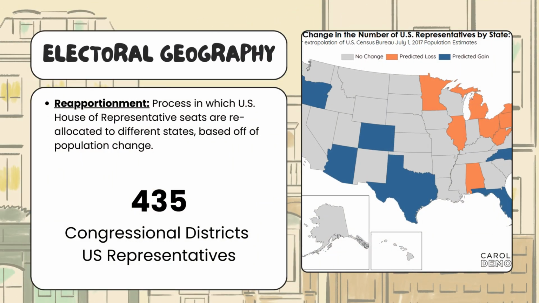There are 435 seats in the House of Representatives, and they have to be divided fairly among the states. Think of it like pizza. If Florida's population grows, then we get a bigger slice of the representation. But if another state shrinks, they get a smaller slice.